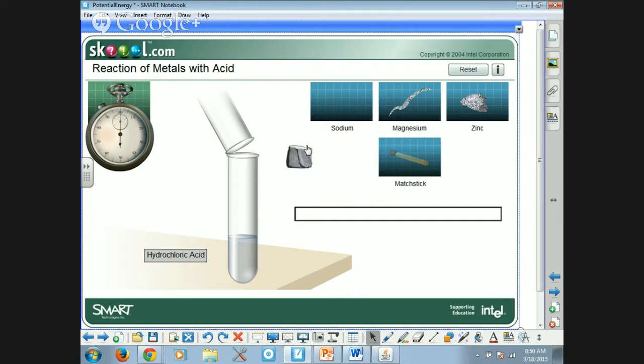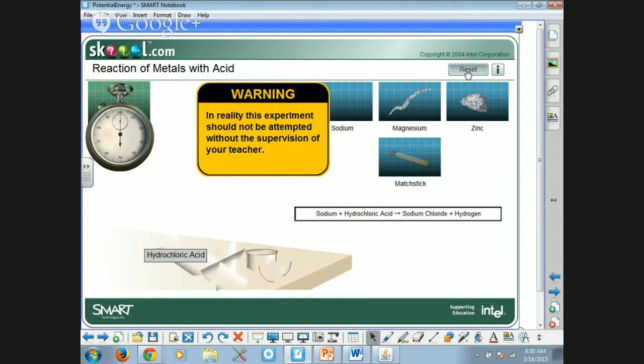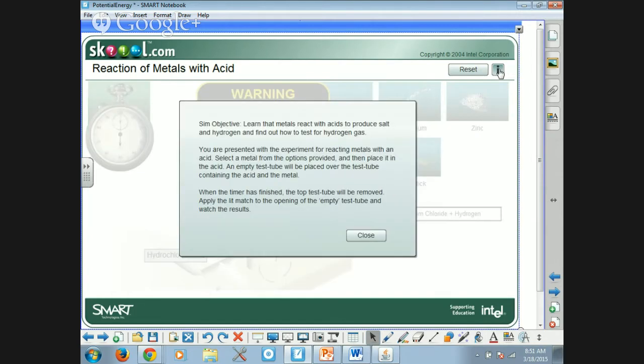Now you put sodium in water and you have a hot mess. Well, here they have it in hydrochloric acid and oh, it broke. In reality, this experiment should not be attempted without the supervision of your teacher. I would go as far to say in the middle school and high school setting, you really shouldn't be doing it at all. It's not worth your eyeball.